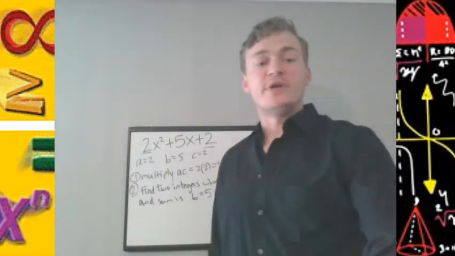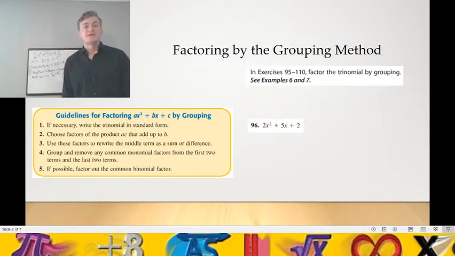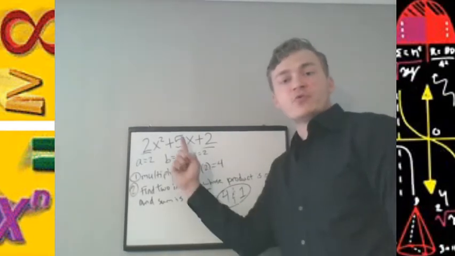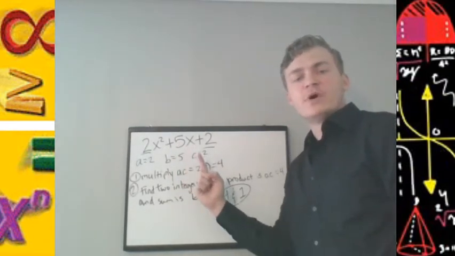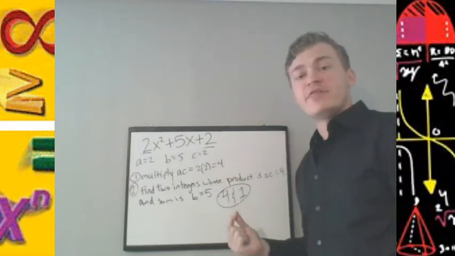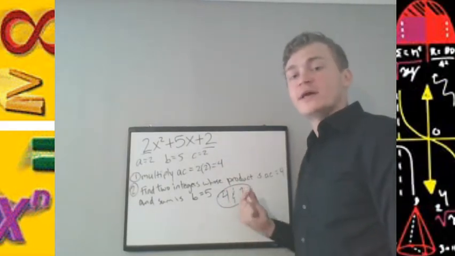So what are we going to do here? Now that we found those two integers, step 3 says use these factors to rewrite the middle term as a sum or difference. Using 4 and 1 to rewrite 5x. Well, 5x using 4 and 1, 4 plus 1 is 5. Therefore, 4x plus 1x equals 5x.